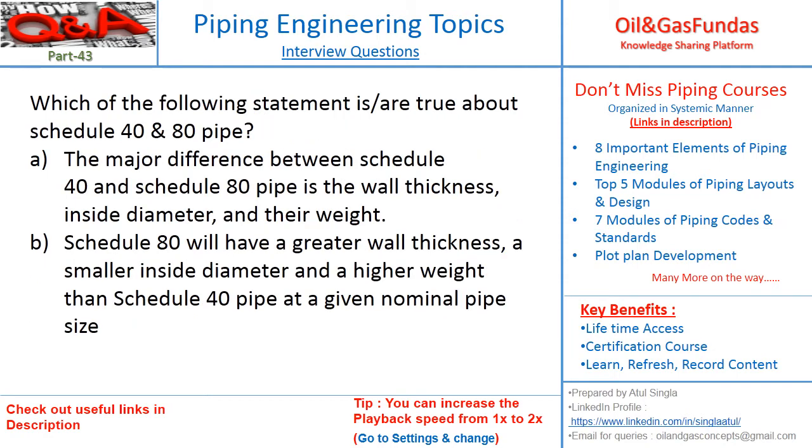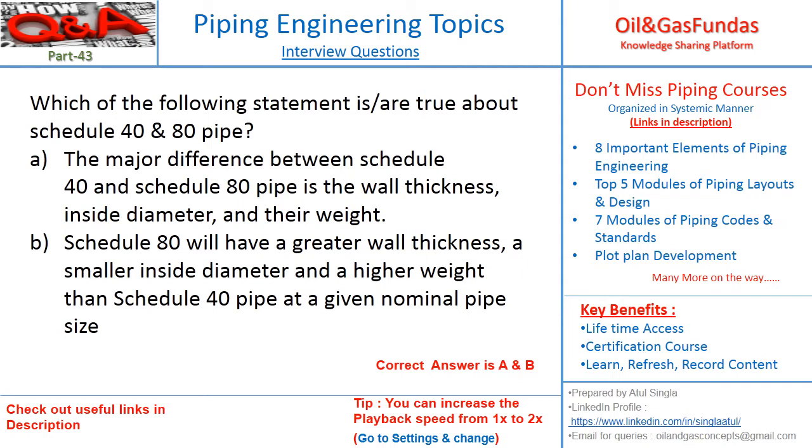Which of the following statements are true about schedule 40 and 80? The major difference between schedule 40 and schedule 80 is the wall thickness, inside diameter and their weight. Second statement is schedule 80 will have greater wall thickness, smaller inside diameter and higher weight than schedule 40 pipe at a given nominal pipe size. So think about the right answer. The answer is A and B.